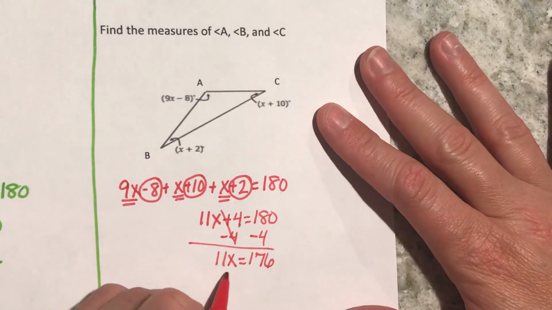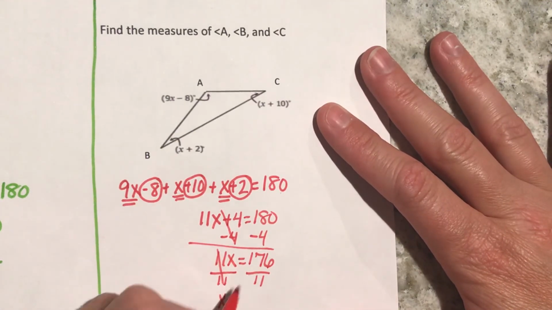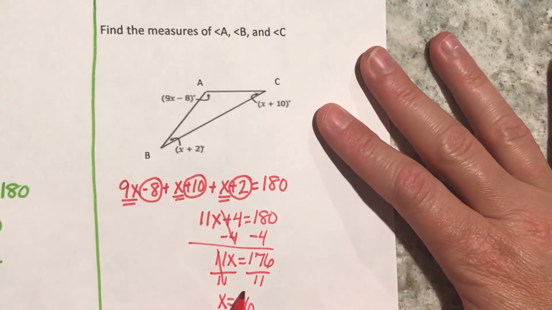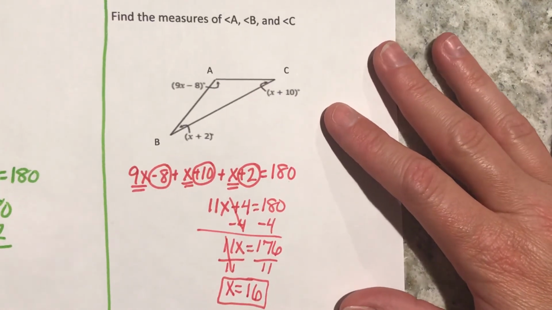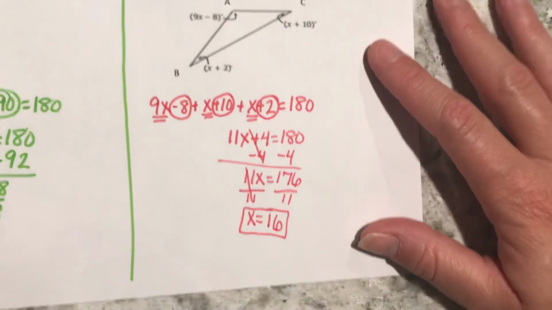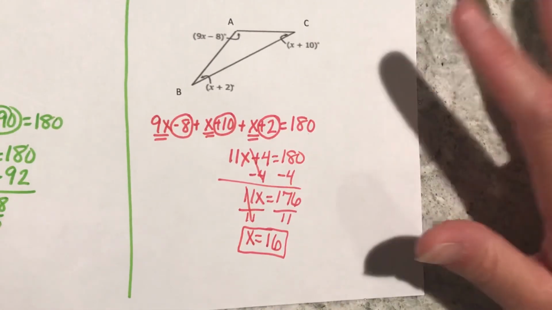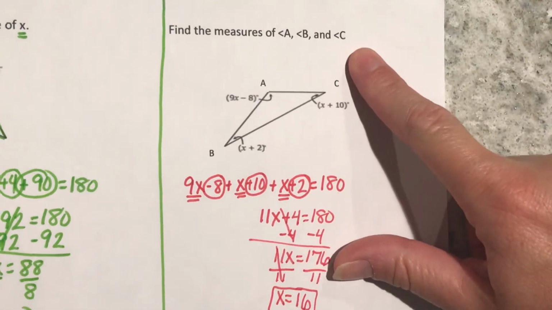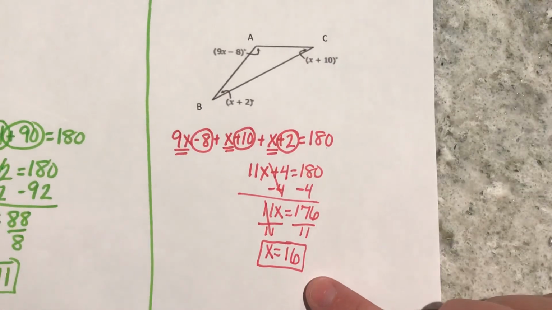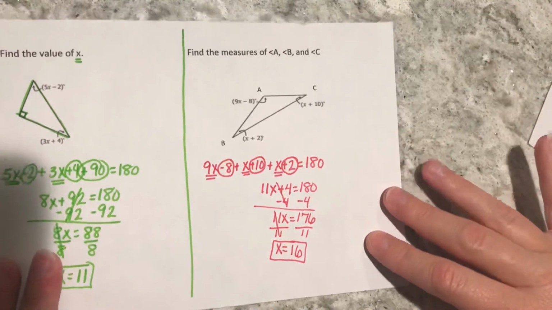Then I divide by 11. X equals 11 goes into 17 once with 6 left over, 16. So X is 16. Sorry, I don't know if you could see that. Which is great, but again, that's not what the problem is asking for. The problem's asking you to find those angle measures. So we have to take that 16 now and plug it back in.